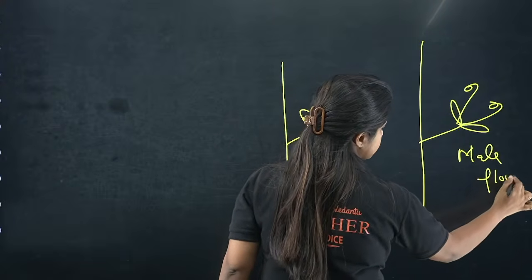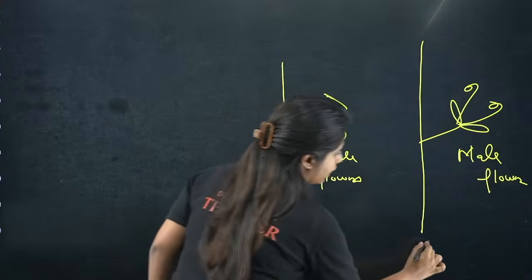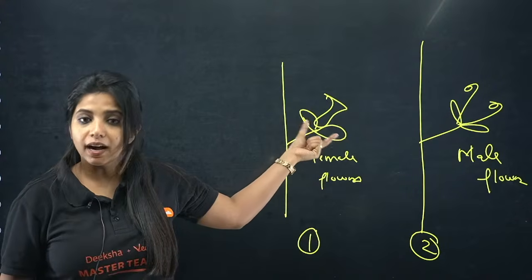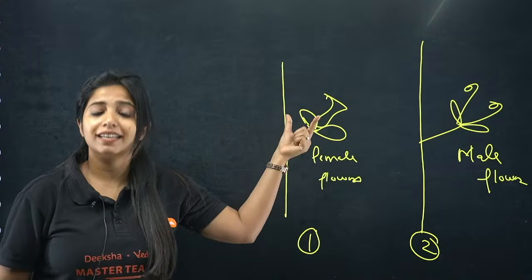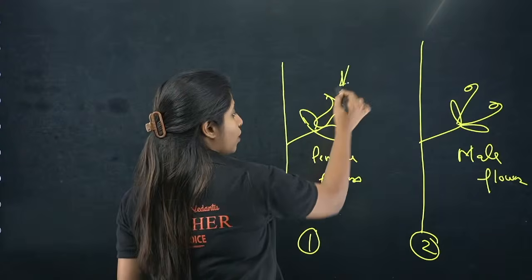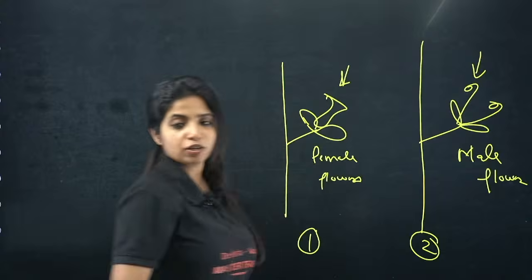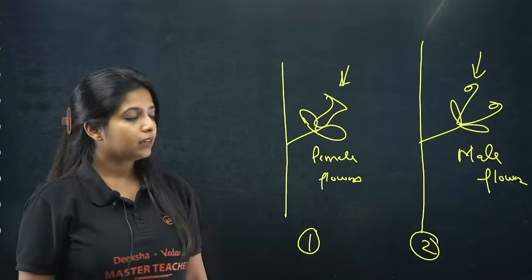Male flowers. This is plant 1 and this is plant 2. Are they unisexual flowers, children? Are these unisexual flowers? Yes. They just have one sexual organ, that is the female part. Are they unisexual flowers? Yes, they just have one sexual organ and that is the male part.